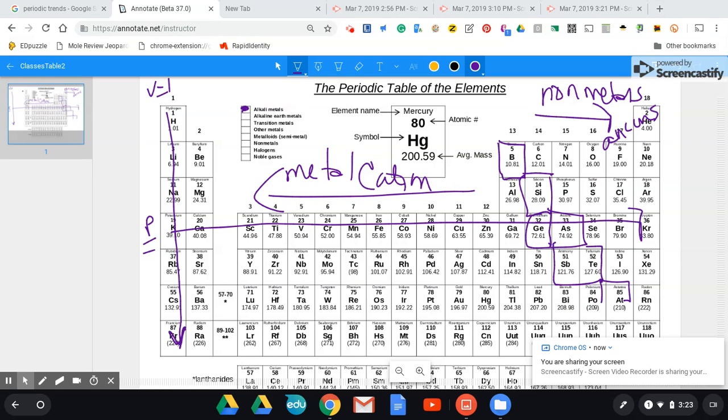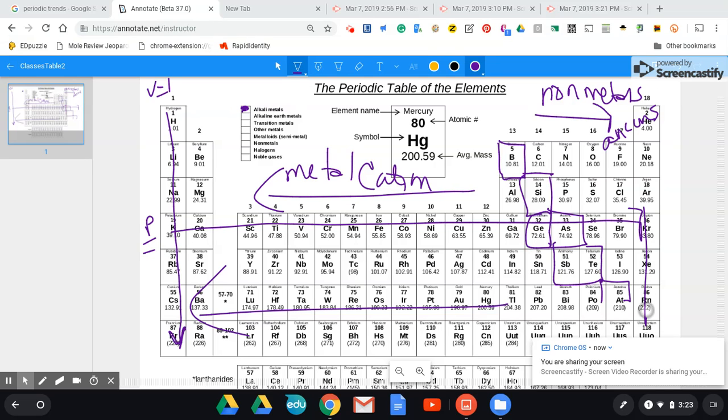So when you're looking at your periodic table, think about some of the characteristics that metals have, okay? Metals are ductile, they're malleable, they're shiny. So everything on this side is my metals. So the majority of the periodic table are my metals. You need to know your families, like we quizzed on earlier.